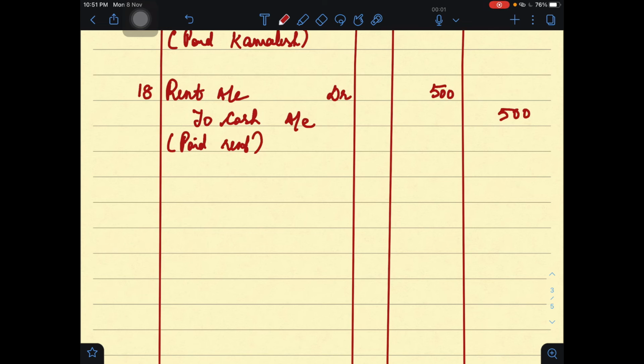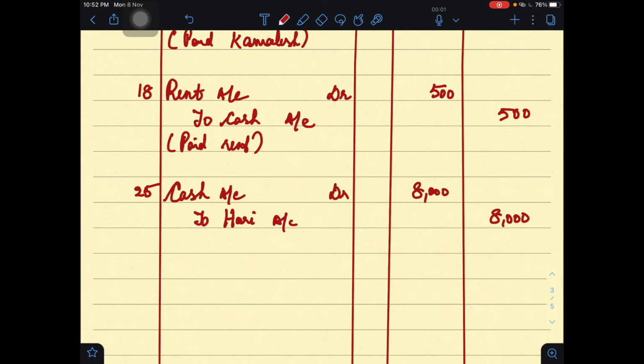So paid rent, that's all. And then on 25th, received from Hari. Who was Hari? A debtor. Now Hari is paying Manohar 8,000. So this time when we receive cash, cash comes in. Cash being real, it takes the rule debit what comes in, cash. So 8,000 comes into the business. From whom? Hari, the giver. Personal, no? So Hari is personal. So credit the giver. Okay, credit the giver. Received from Hari.